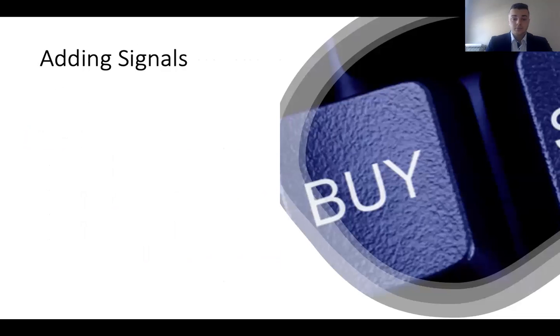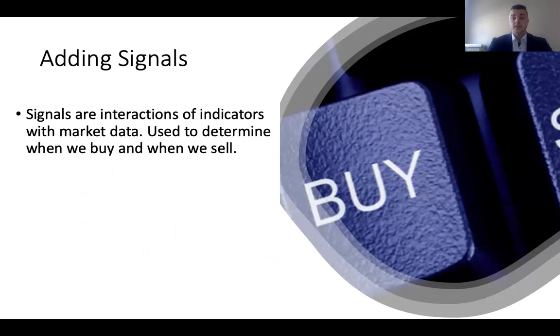Next step, after we calculated our indicators, is to add signals. Signals are interactions of indicators with market data. They're used to determine when we buy and when we sell our predefined assets. In our example, we will buy when simple moving average of 50 days is above simple moving average of 200 days, and sell likewise.